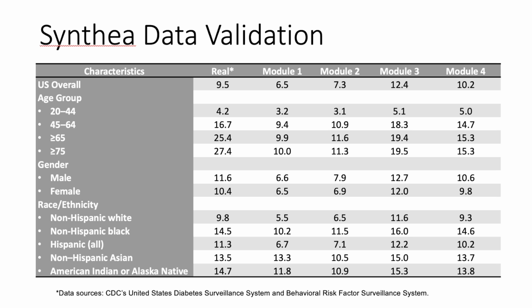The rightmost column shows validated results for module 4, the newly created diabetes module, by adding gender and age interaction. The prevalence rate is improved significantly across all characteristics, much closer and much more realistic to real diabetes prevalence. It is approximately 0.3% away from real prevalence at the national level.